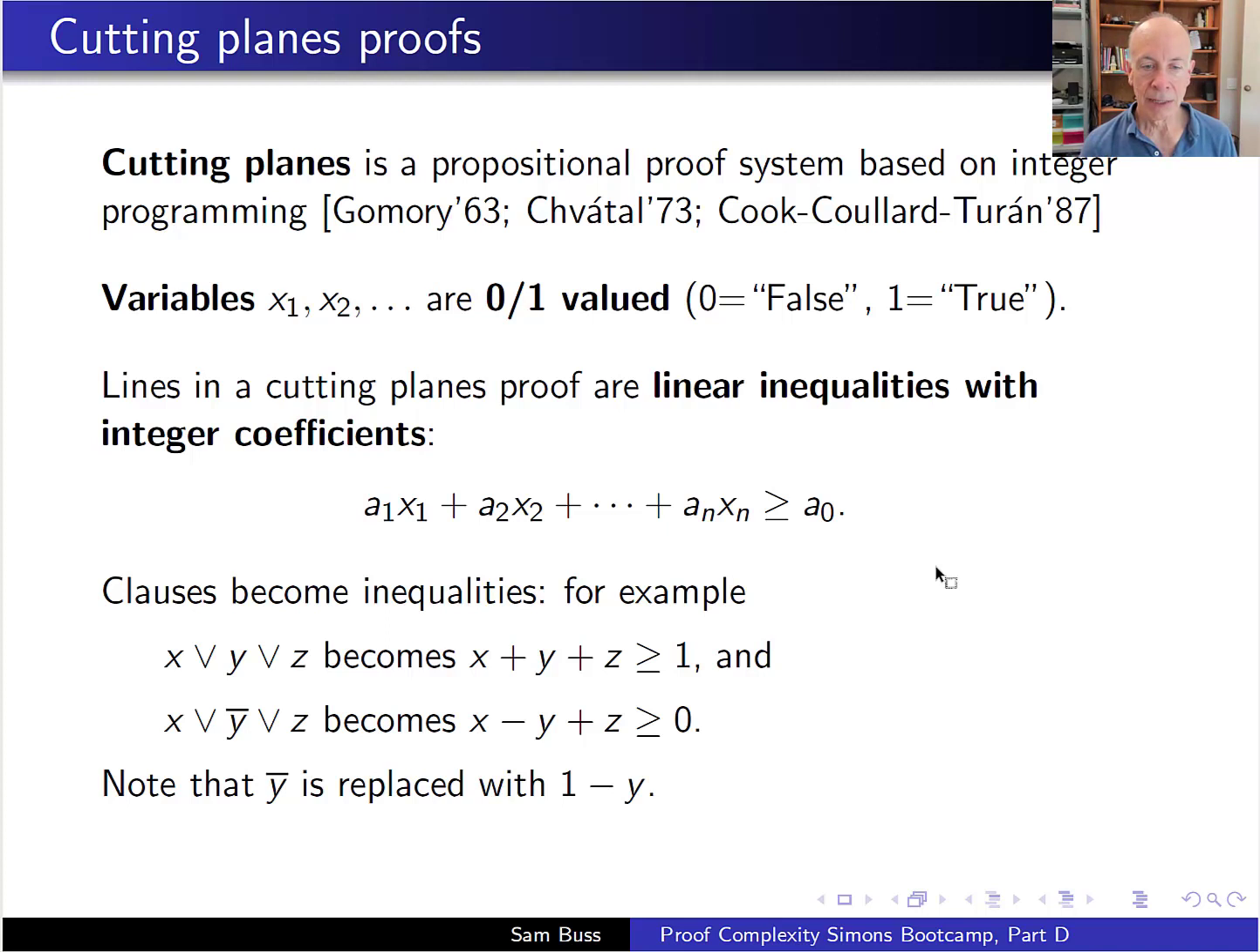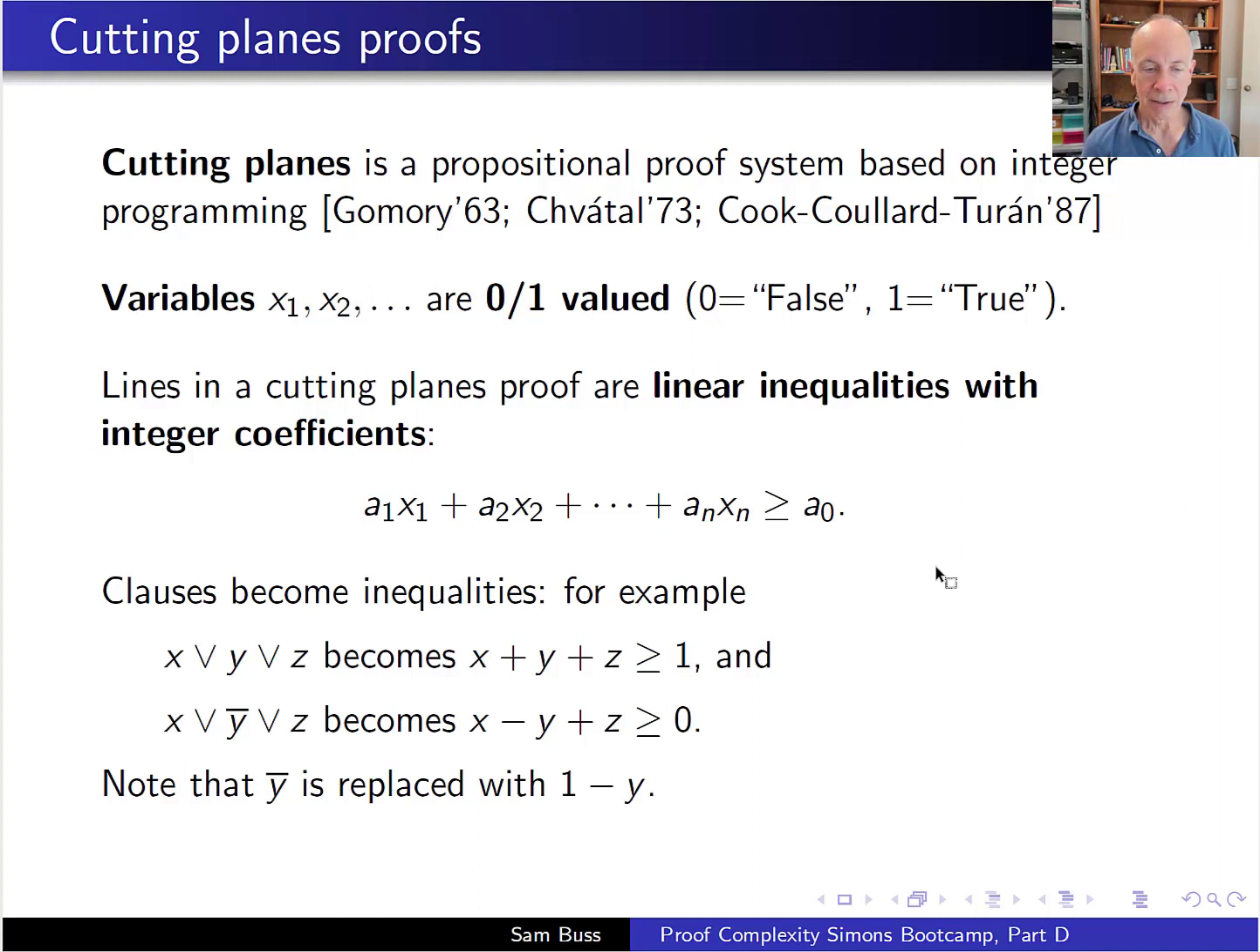Clauses become inequalities. So if we're trying to refute a set of clauses, we transform them first to inequalities. So the clause x or y or z becomes x plus y plus z greater than or equal to 1. And these express the same condition given that we're interpreting 0 as false and 1 as true.